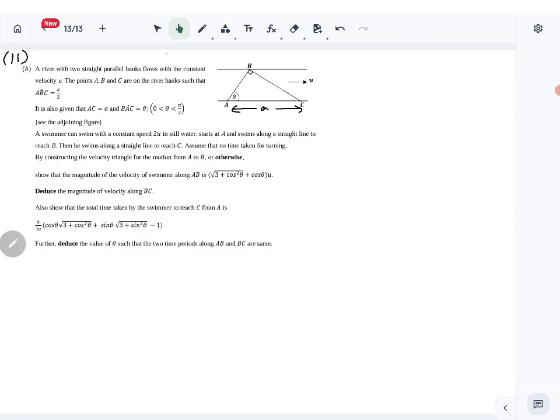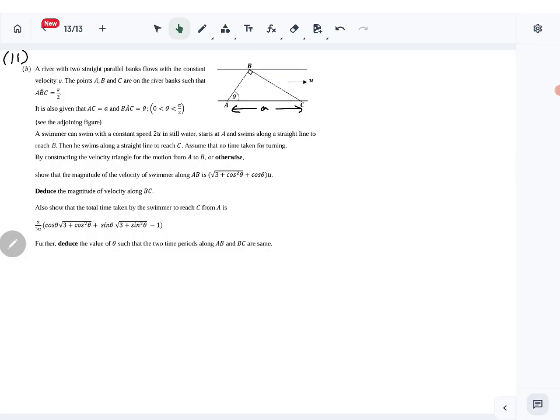A swimmer who can swim with a constant speed of 2u in still water starts at A and swims along a straight line to reach B. Then he swims along a straight line to reach C. Assume that no time is taken for turning. By constructing a velocity triangle for the motion from A to B or otherwise, show that the magnitude of the velocity of the swimmer along AB is that, right?